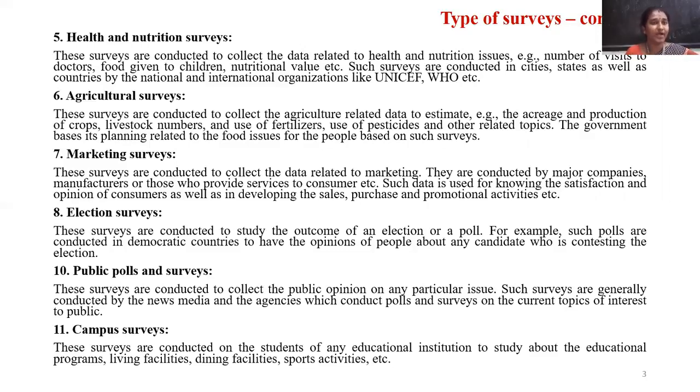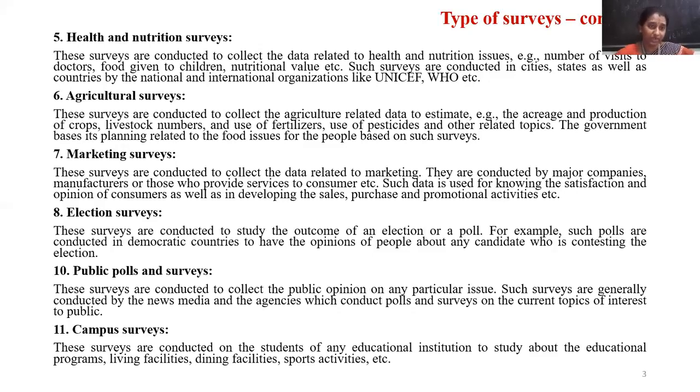Okay. And the next one is the agricultural survey. If you are collecting information related to agriculture, it is called the agricultural survey. For example, how much land there is in a particular city, how many acres, how many fertilizers, and how much production of crops. If you are collecting information like that, it's called an agricultural survey.